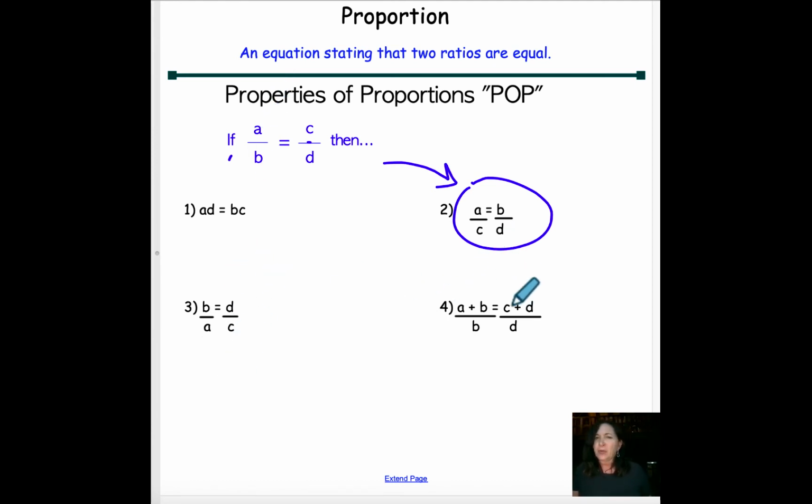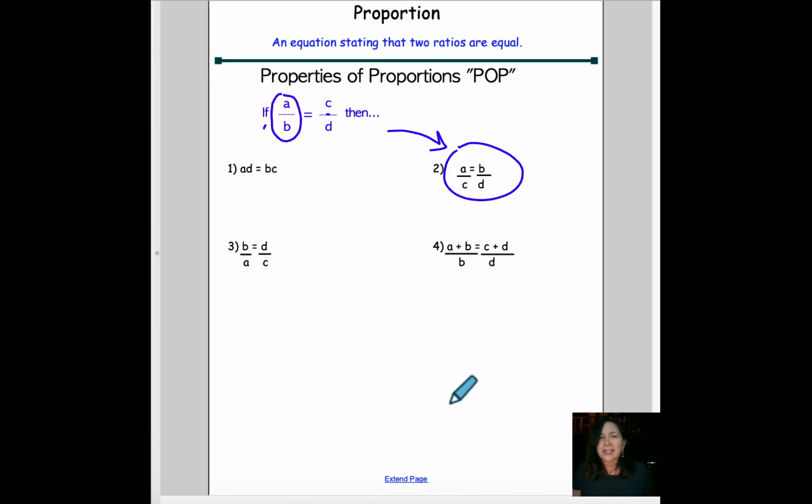Now the last one, which is most important and very difficult, is that you're adding the two: A plus B over B, and then that's equal to C plus D over D. So let's do an example of this, because it's a bit of a stretch. If I said 2 is to 3 as, let's say that's going to equal 4 is to 6, if I multiply by 2 on both. Okay, so this is my ratio.